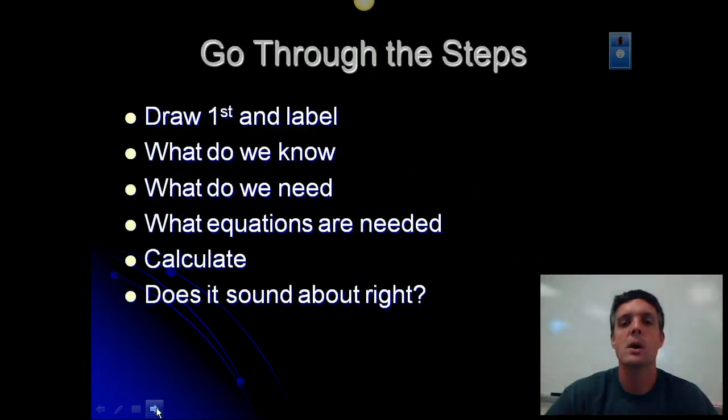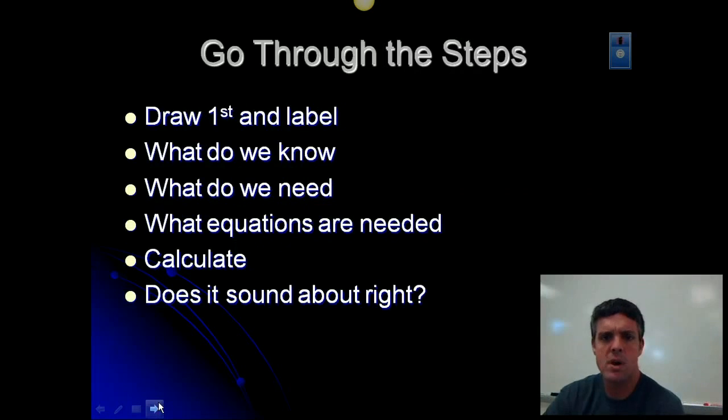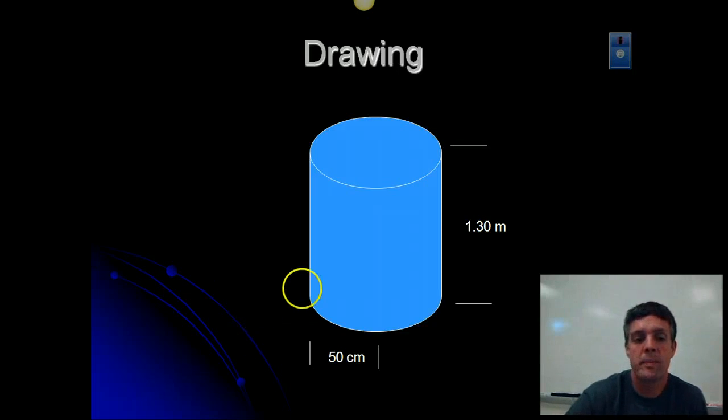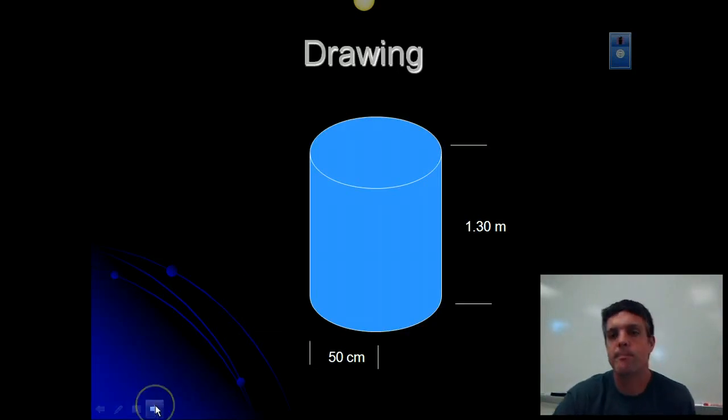Okay, so here's our steps. Draw first and label. What do we know? What do we need? What equations are needed? Calculate it, and does it sound about right? All right, look at my wonderful drawing. 1.3 meters by 50 centimeters. You can cross out the 50 centimeters after you've converted it and put 0.5 meters, just to simplify things.